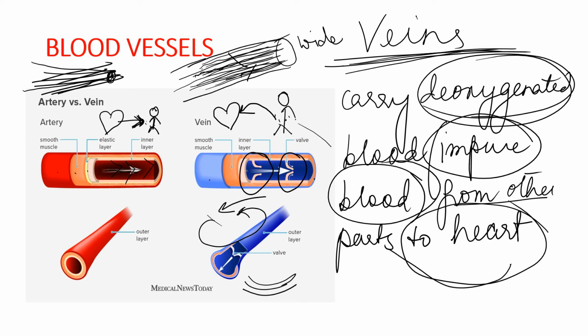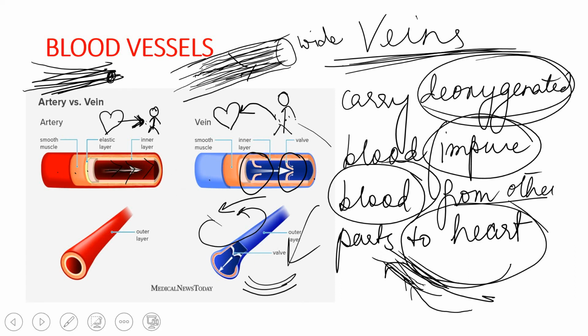Suppose the valve is absent. What will happen is that the impure blood may rush back. Something has been carried to the heart for purification, and without the valve, what will happen? It will just fall back down. The valve is like a gate: it opens, the impure blood goes, not rushes, veins don't rush actually, it goes slowly to the heart, and then the valve closes. So this is all about arteries and veins, okay? Is it clear?